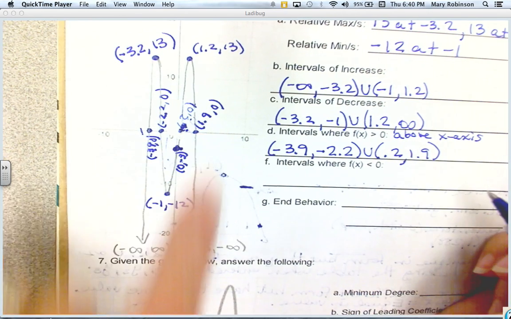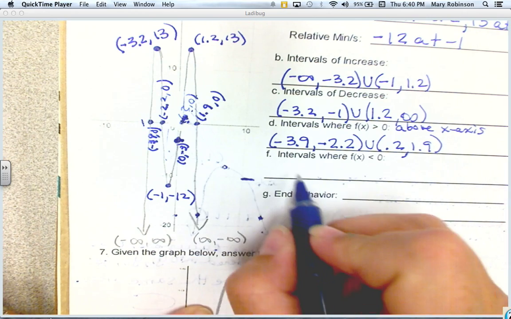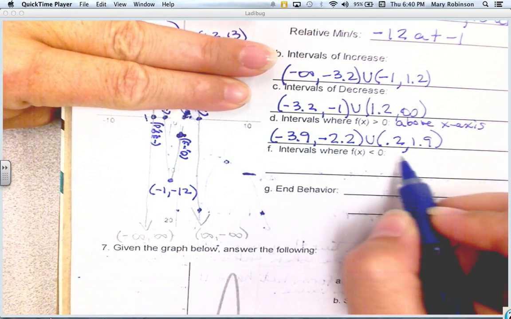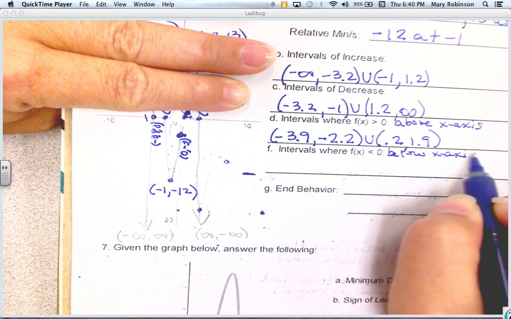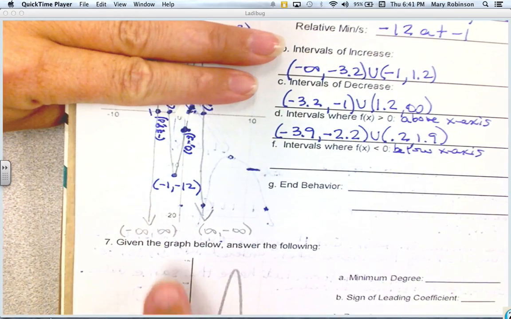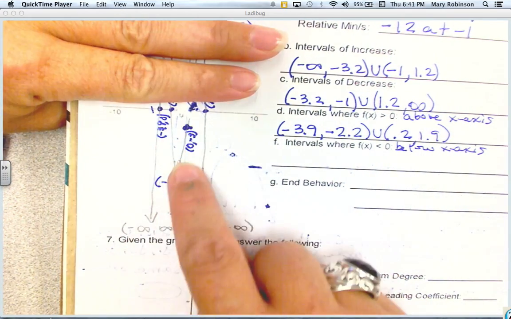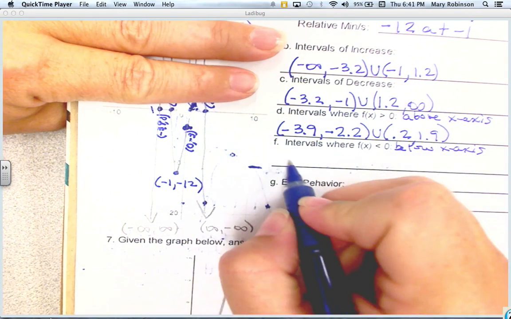If at any point you need to slow this down or go back and rewind, please do so or pause it. Intervals where it's below the x-axis, so that f of x less than 0. So I'll put up here below x-axis to help you remember. So that's going to be 3 different places. From here to here it's below, in the middle, and on the right side. So we have 3 intervals to write, okay?